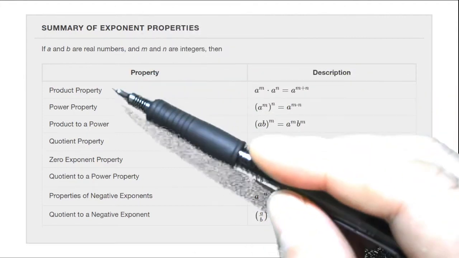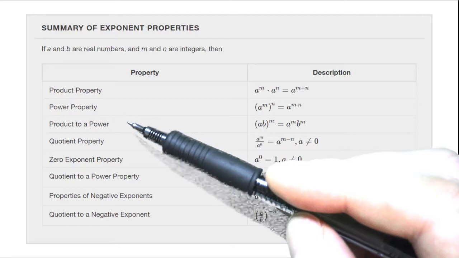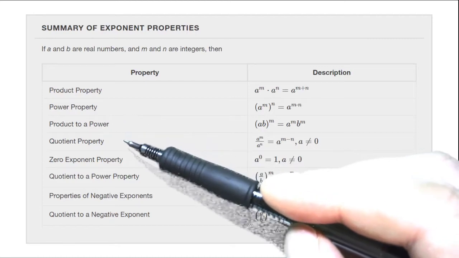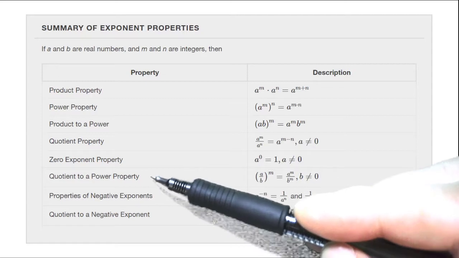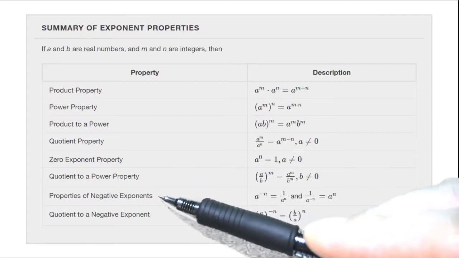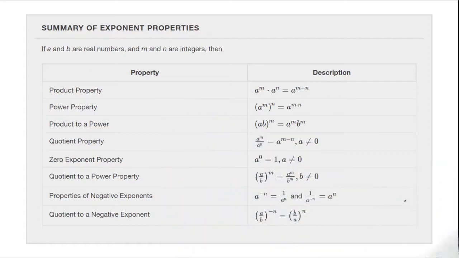So we have the product property, the power property, product to a power property, quotient property, zero exponent property, quotient to a power property, properties of negative exponents, and quotient to a negative exponent. All these properties are useful when we need to simplify expressions involving exponents. So let's take a look at these. Let's get started on the first property.